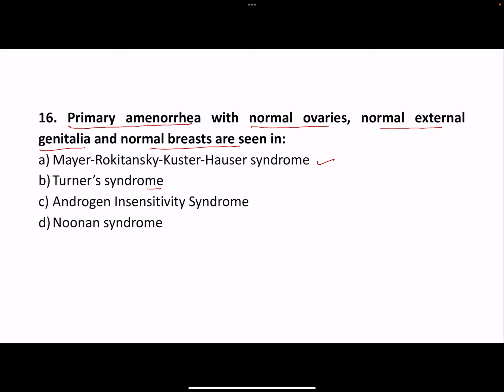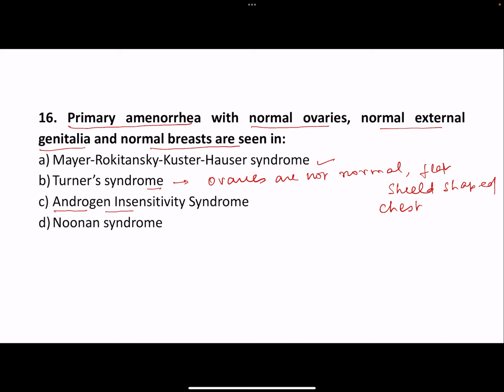Regarding Turner syndrome, it will also present with primary amenorrhea, but the ovaries are not normal and the breast is also not developed. So there will be a flat, shield shaped chest, and external genitalia are also not well developed.